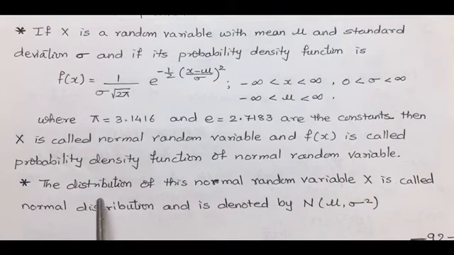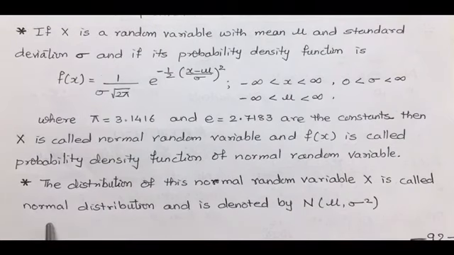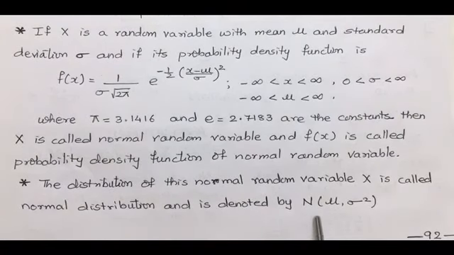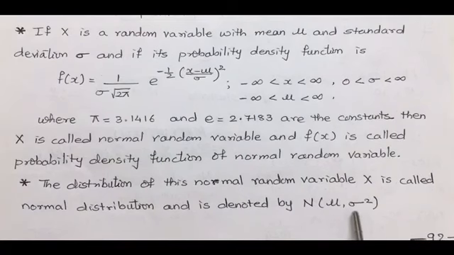Now whenever any normal random variable x is defined, the distribution of this normal random variable x is called normal distribution, and it is denoted by N, which stands for normal distribution, with mean mu and variance sigma square. Sigma square becomes the variance. So normal distribution can also be expressed in this way.